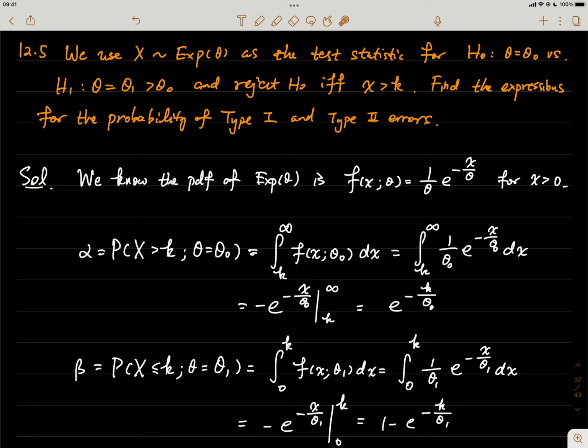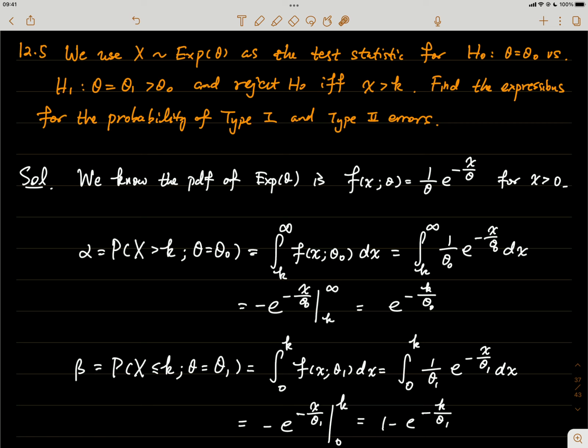Problem 12.5. Suppose X follows the exponential distribution with theta as a parameter, and we use X as the test statistic. We have just one random sample following this distribution, and I want to use it as a test statistic to do the following test. The null hypothesis is theta equals theta 0, and the alternative hypothesis is theta equals theta 1, where theta 1 is some number greater than theta 0.